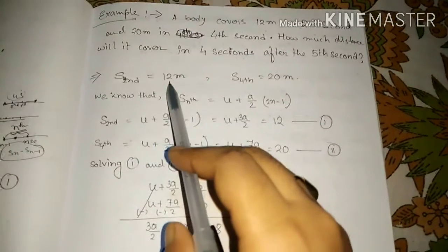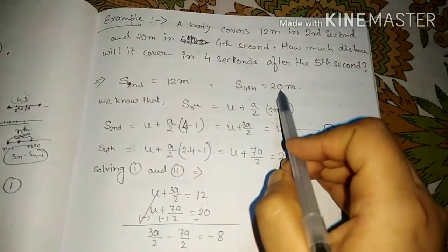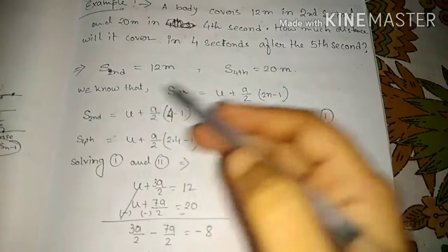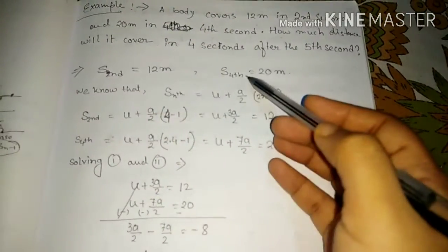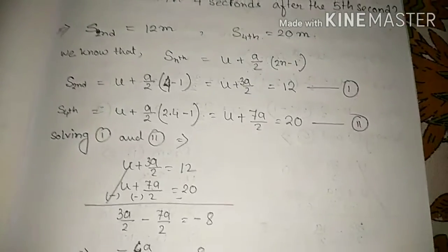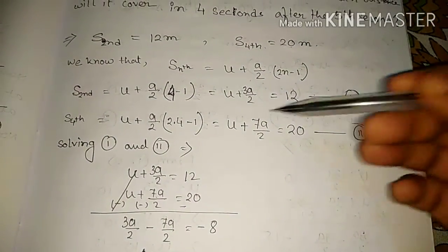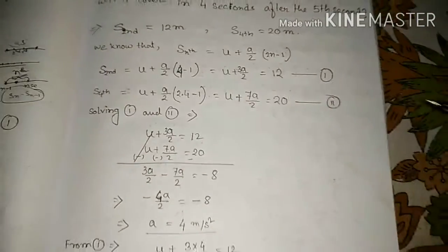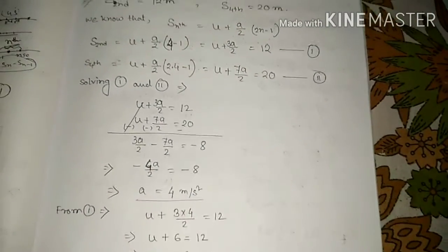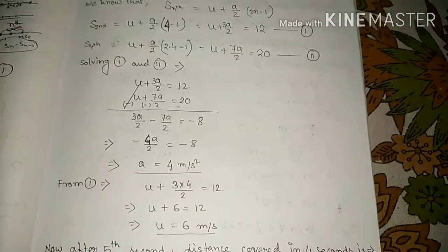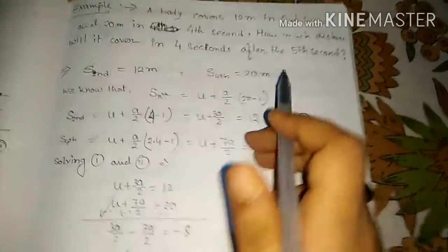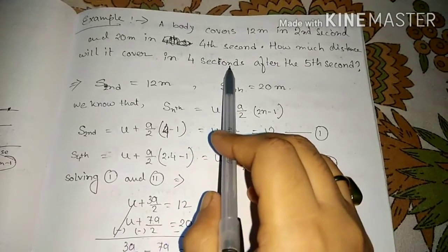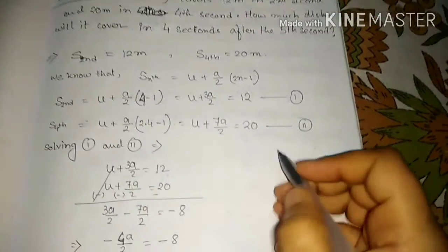Let's see, 2nd second 12 meters, 4th second 20 meters. So using this formula, one with n equals 2, another with n equals 4, we have these two equations in terms of u and a. Solving these two equations, we have a equals 4 meter per second square and u equals 6 meter per second.